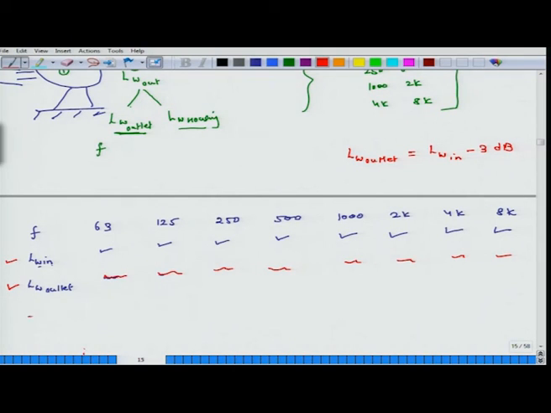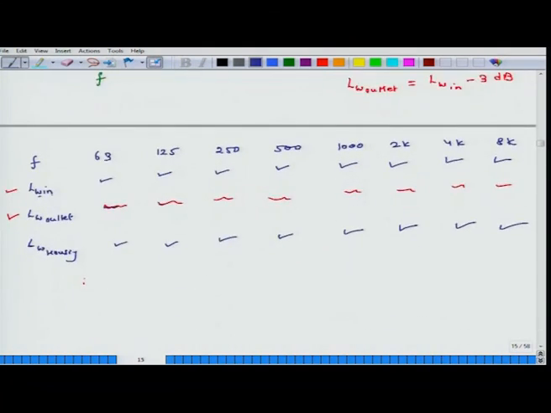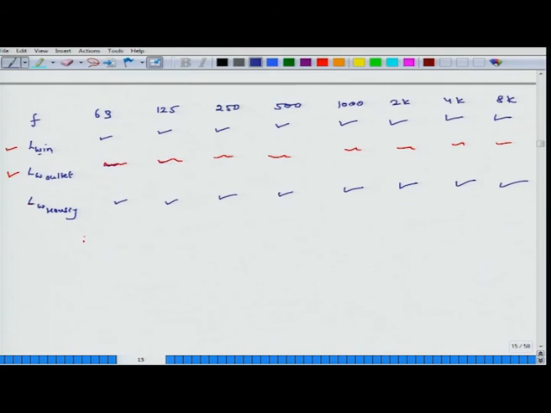LW housing, this also I have calculated. I have shown the calculation for 2 frequencies, and we use exactly the same method. So, I know also how to calculate this. Okay.